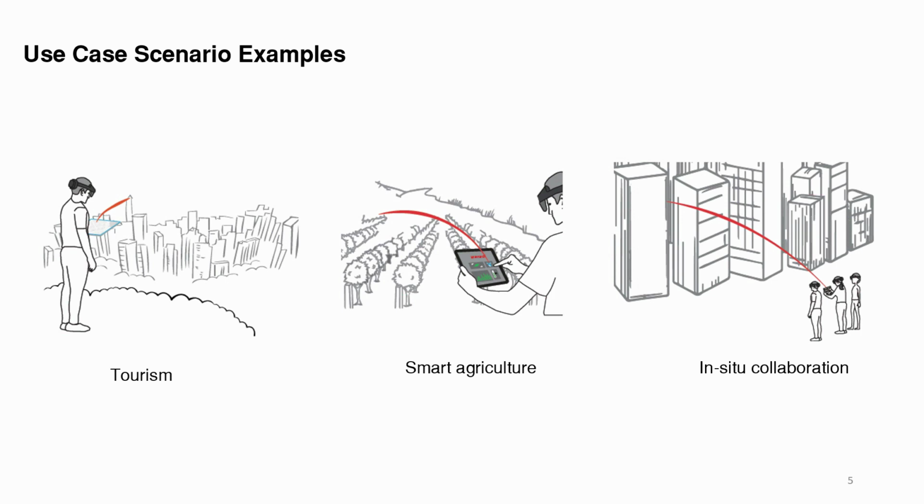Or in smart agriculture, situated links can help farmers to quickly find the location where a sensor reported plants with health issues or an area with critical humidity level. Or for in situ collaboration, instead of physically pointing at features in the environment, people can use situated links to indicate and share information about specific features.